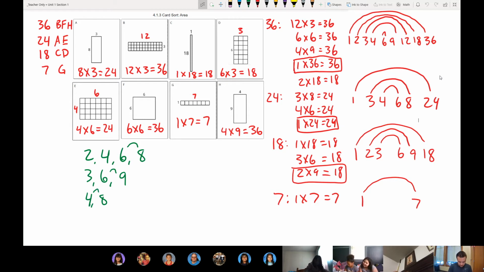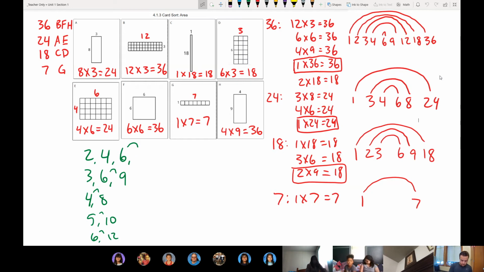5, 10. Nope. 6, 12. Nope. So it looks like 7 is the only one that we have. It's the only rectangle. 1 by 7 is the only rectangle that would give you an area of 7. All right, so what does that mean?